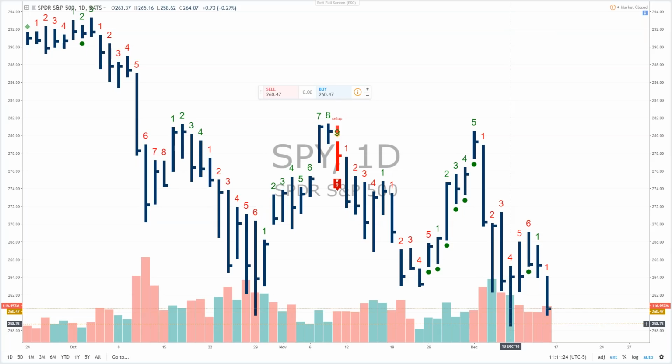Wait for the setup, and then when the setup's there, fire. Make sure you have your risk managed, right? If you're wrong there, it's not going to knock you out of the game. You're just wrong like you would be in any other type of market condition, and case closed.